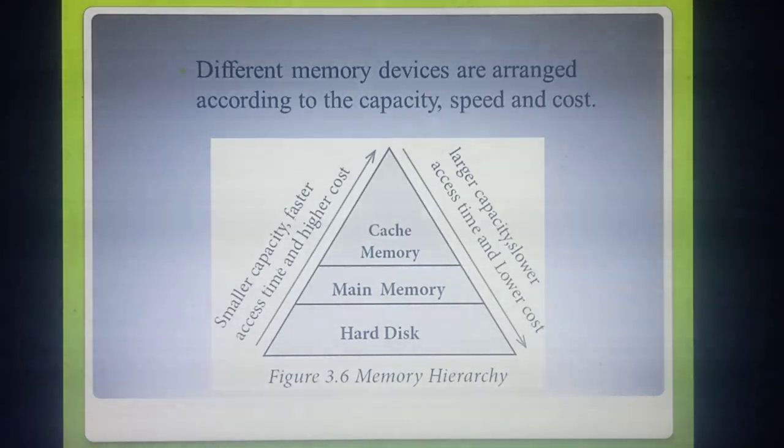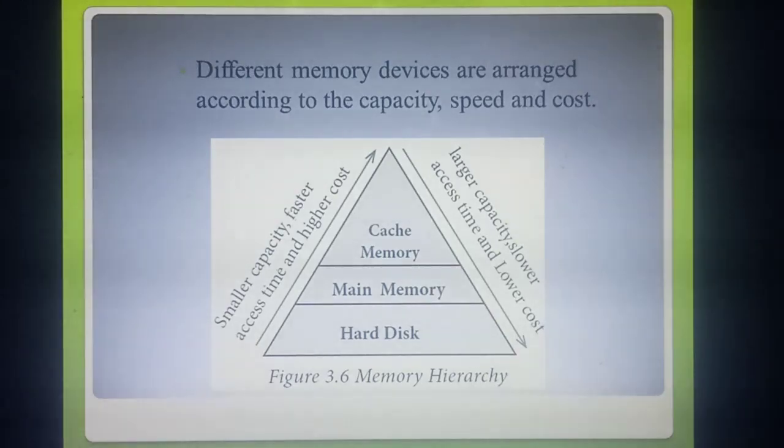So 2 GB memory card, for example, you are going to buy a 2 GB memory card. The cost of a 2 GB memory card may be 300 rupees, for example, I am telling. Then 4 GB means, for example, 500. Then 32 GB means 1000. Likewise, based on the capacity, speed and cost, they are arranged the memory devices.